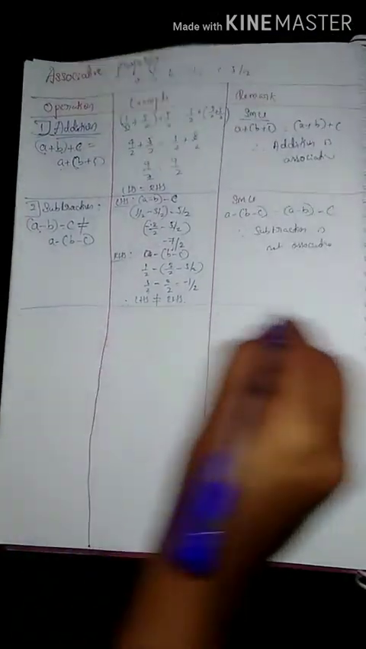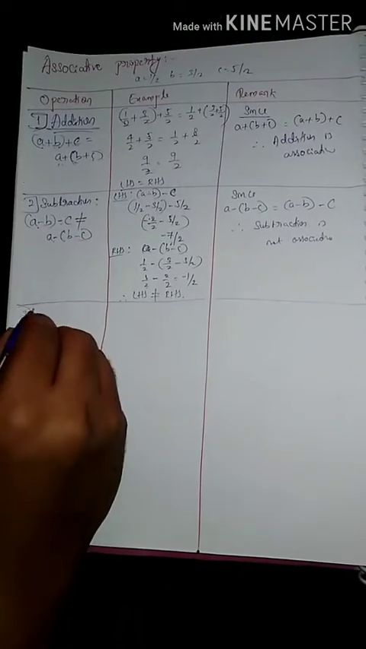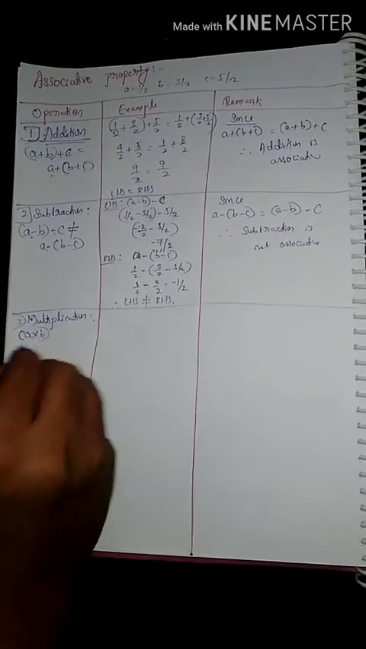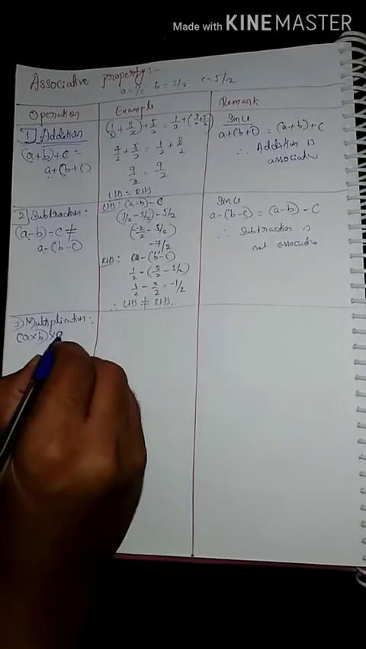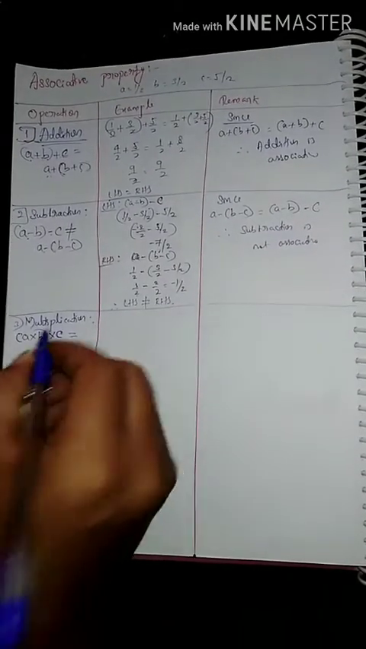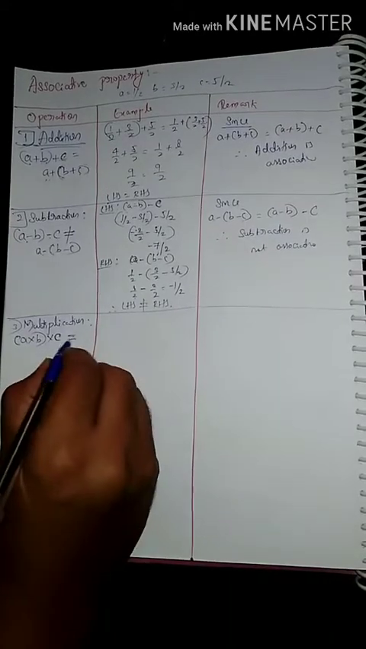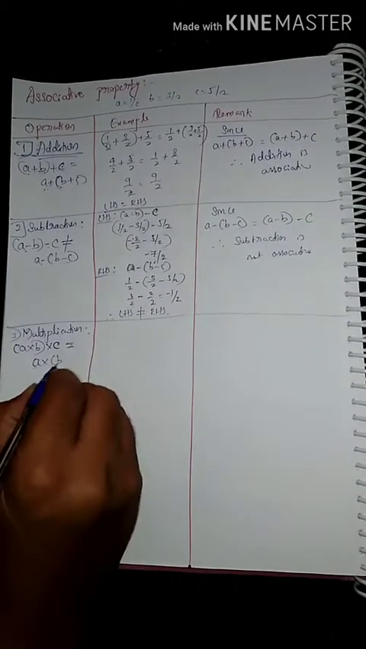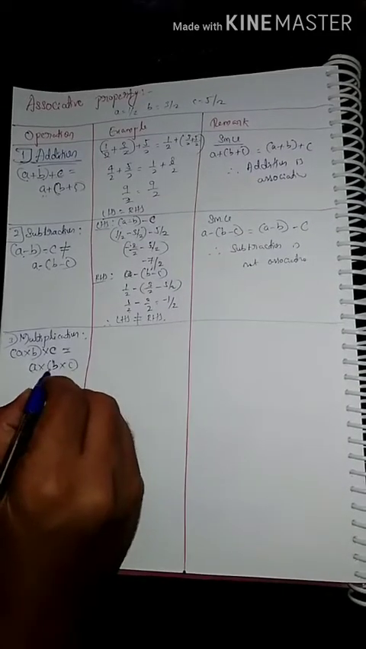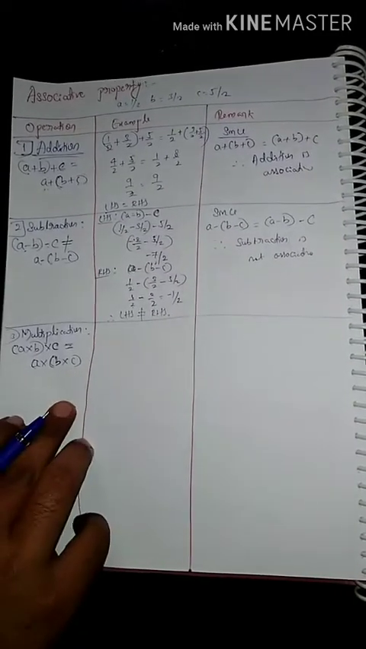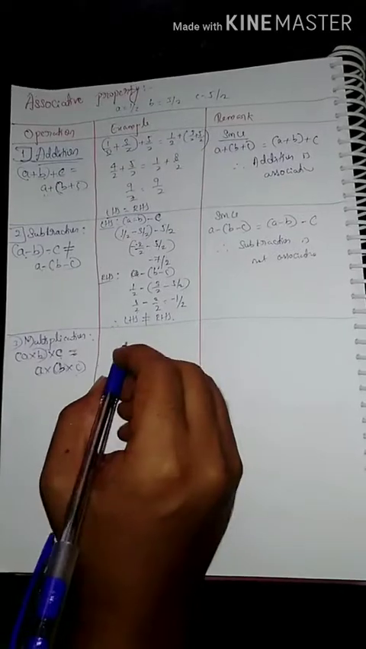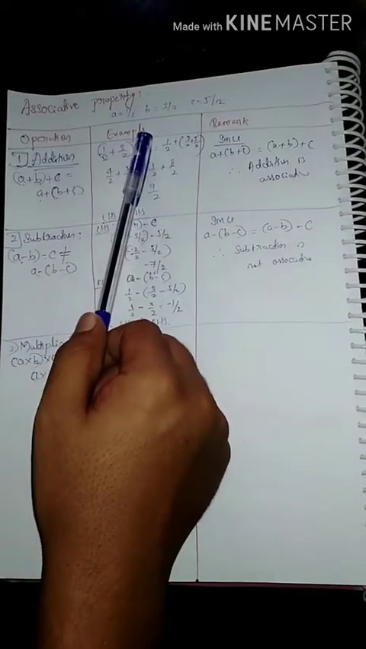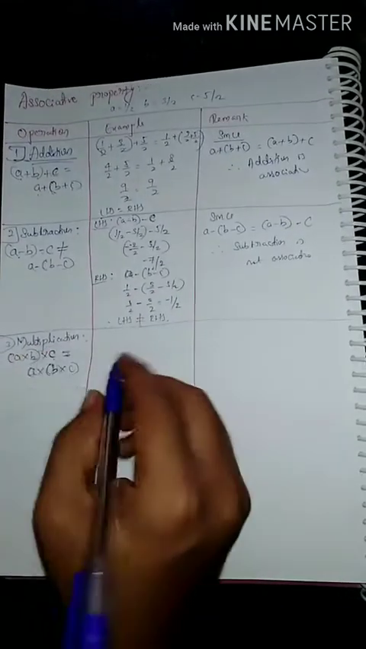The next operation is multiplication. Third one, multiplication. First multiply a and b, then multiply c, is equal to multiply b and c, then multiply a. Here in both cases we will get the same result. Let us take the example: a is equal to 1 by 2, b is equal to 3 by 2 and c is equal to 5 by 2.